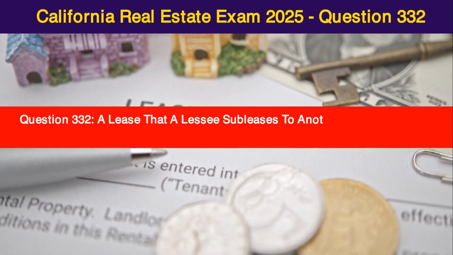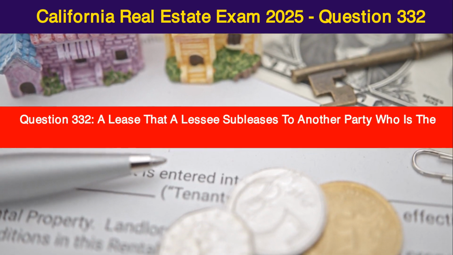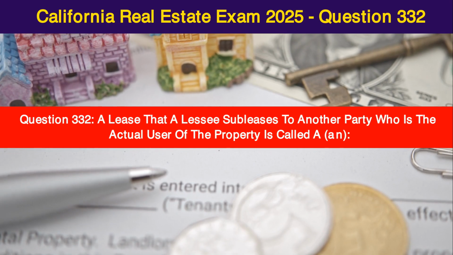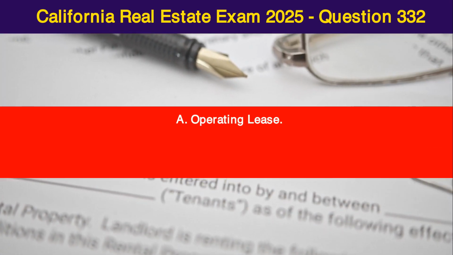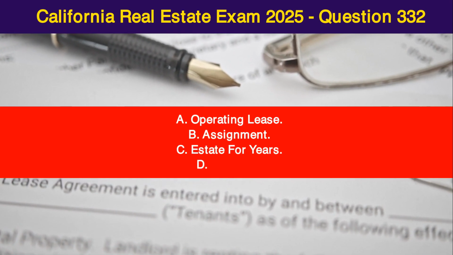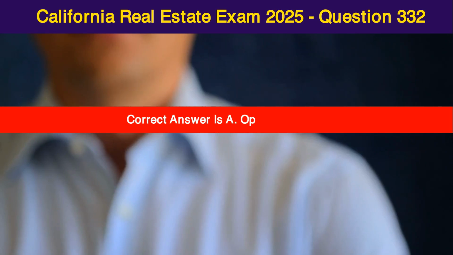Question 332. A lease that a lessee subleases to another party who is the actual user of the property is called an A. Operating lease, B. Assignment, C. Estate for years, D. Novation. Correct answer is A.